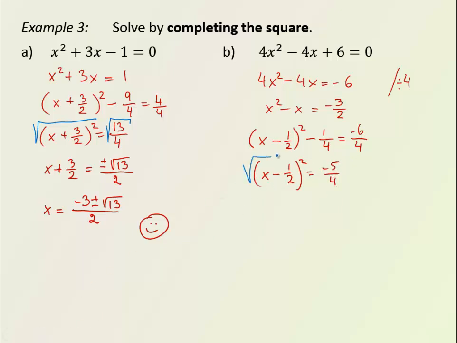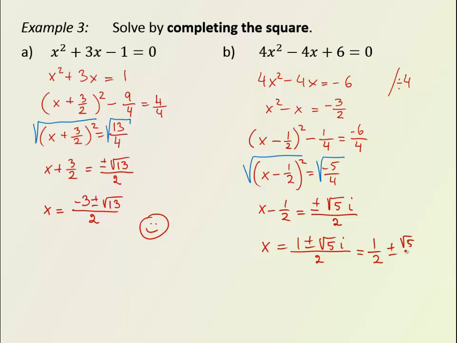Now we'll see that the final answer will consist of complex numbers because we have root of a negative number. So we have x minus 1/2 equals plus or minus, don't forget this, square root of negative 5, which is the same as square root of 5 times i, over square root of 4, which is 2. And final step, bring 1/2 to the other side. So it's 1 plus minus root 5i over 2. We could rewrite this as a complex number, 1/2 plus minus root 5 over 2i. So that's a complex number form.